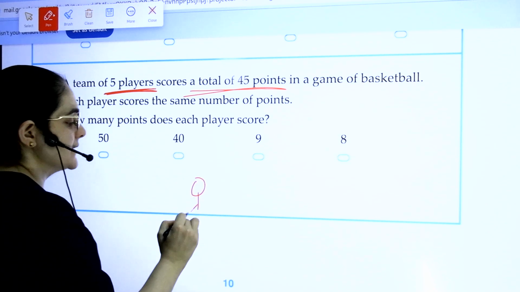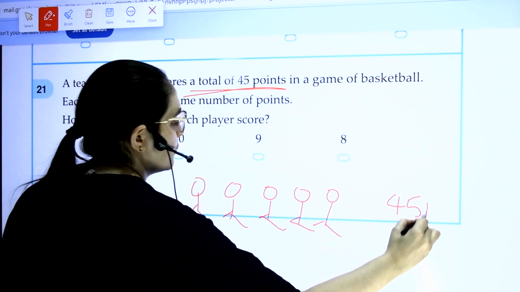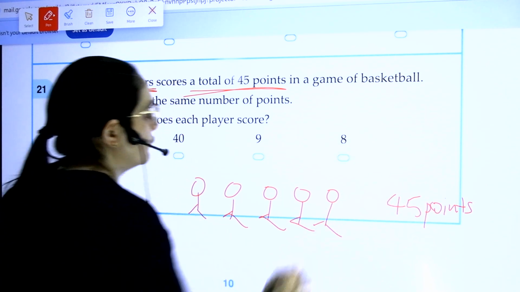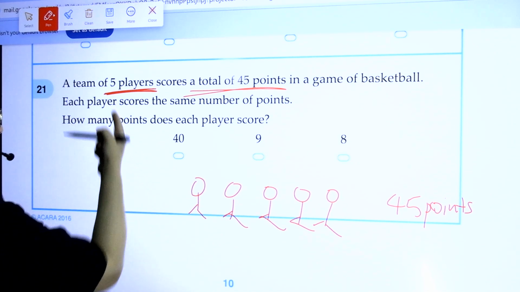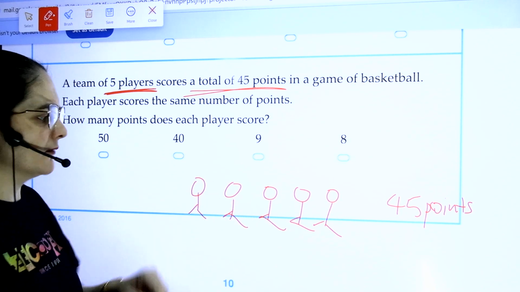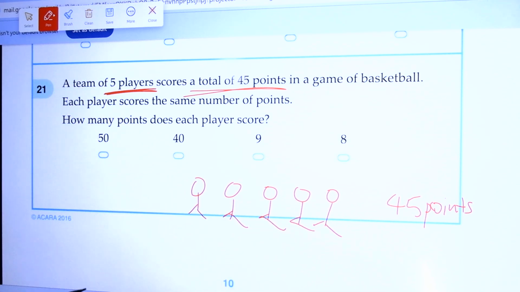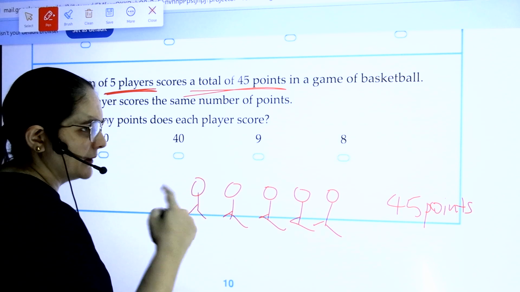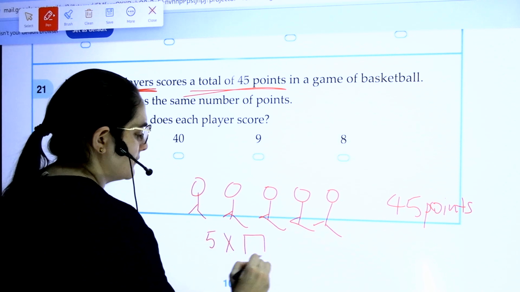So those 5 players, they played and they scored 45 points. So how many points does each player score? That's the question. There are 5 players, so that means 5 times something should be 45. We can think of this problem as 5 players and 5 times something makes 45, because they each scored the same points. So 5 times something would have been 45.